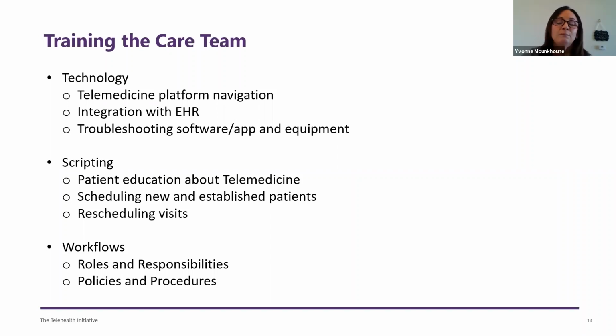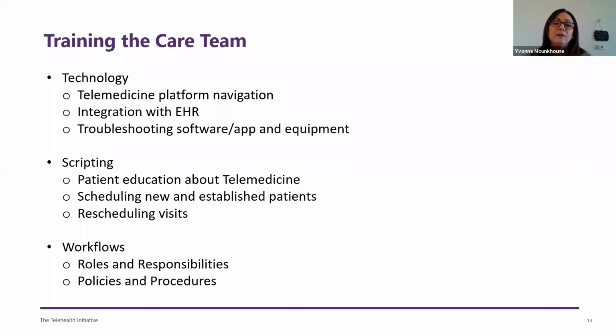technology. You want to be able to teach them how to do some troubleshooting with the software, with the equipment, whether you're using laptops or tablets, things of that nature, because they're going to be not only dealing with issues themselves, but they're probably going to have to be helping patients deal with some of those technological issues as well.